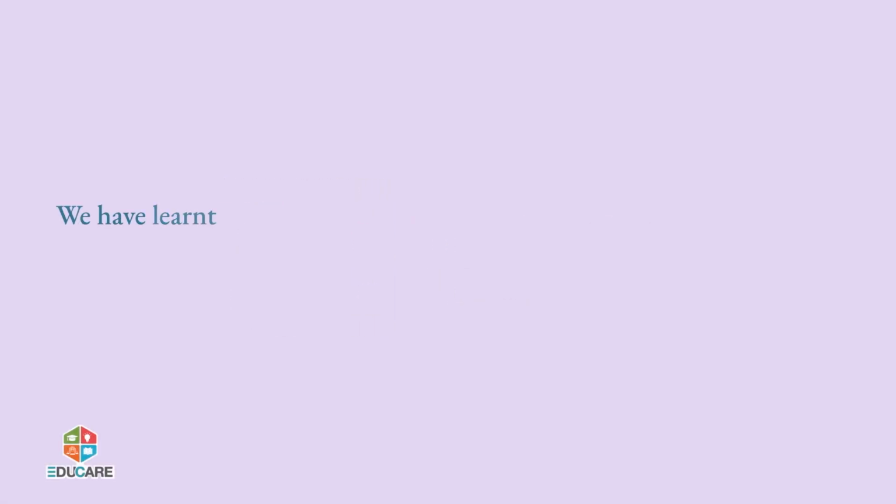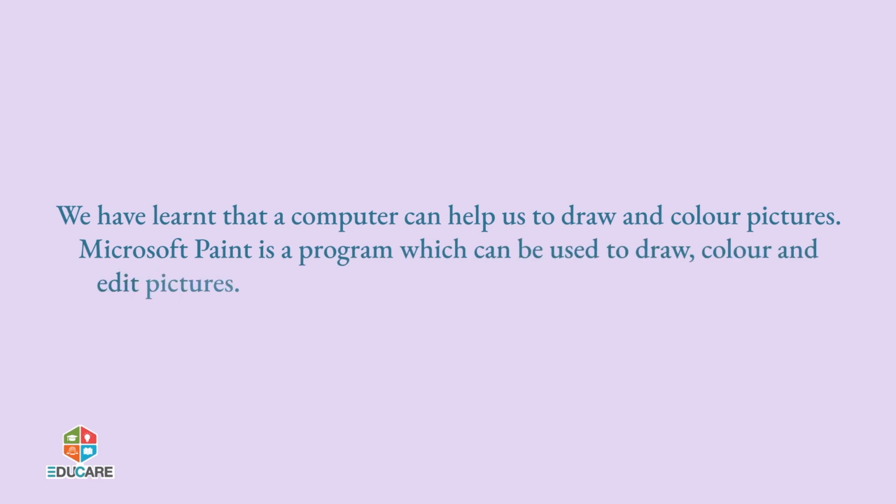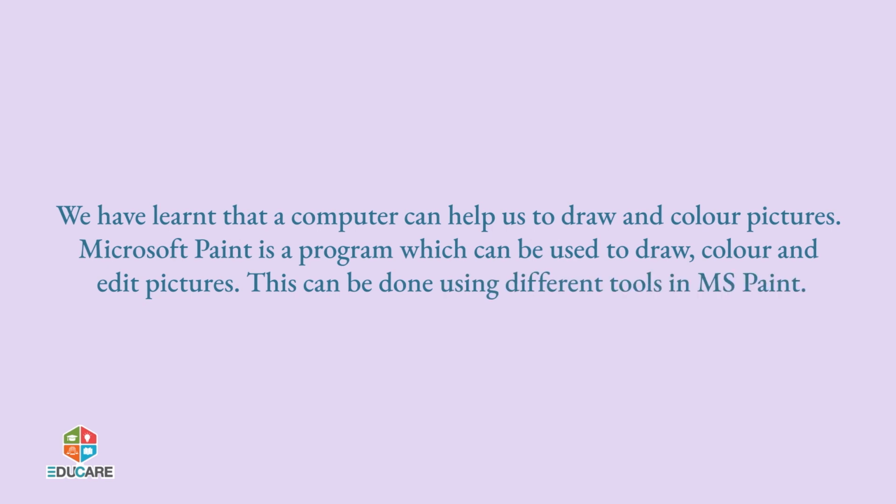Chapter 8, Microsoft Paint. We have learned that a computer can help us to draw and color pictures. Microsoft Paint is a program which can be used to draw, color and edit pictures. This can be done using different tools in MS Paint.